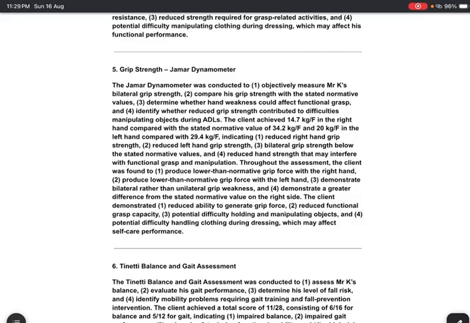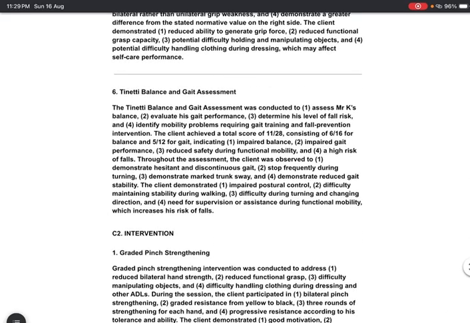And then the Tinetti Balance and Gait Assessment. The Tinetti Balance and Gait Assessment was conducted to assess Mr. K's balance, gait performance and fall risk. Initially, he obtained a total score of 11 out of 28, consisting of a balance score of 6 out of 16 and gait score of 5 out of 12. This indicates impaired balance, impaired gait performance, and a high risk of falls.